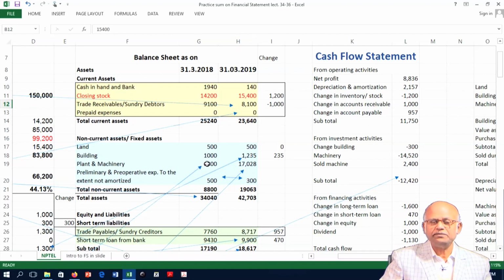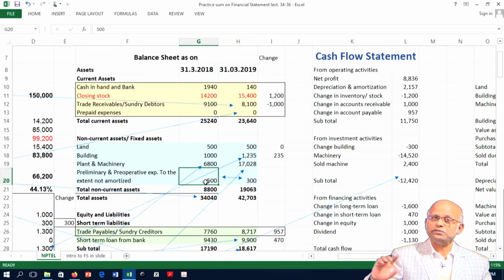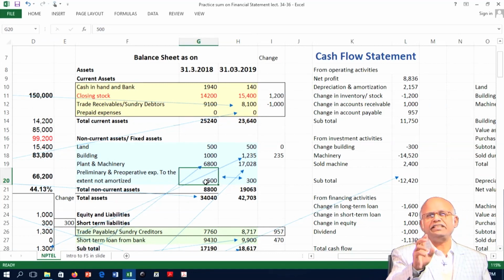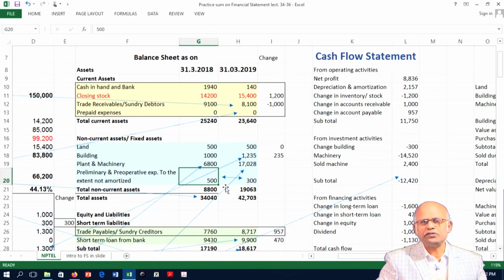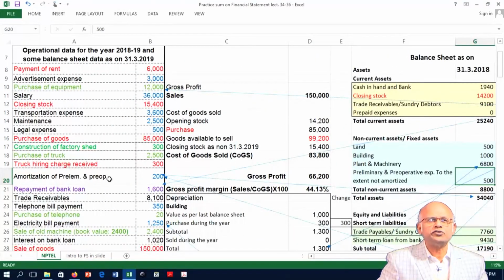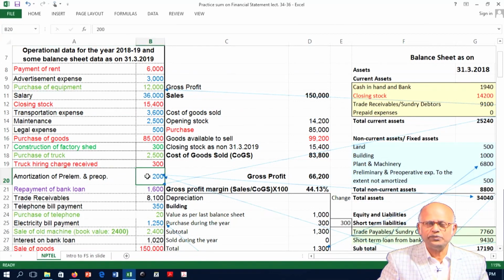We have done another item which I forgot to mention, which is the amortized value of preliminary and pre-operative expense. Preliminary and pre-operative expense as per the previous balance sheet, meaning as on 31/3/2018, was 500. Now we have already crossed another year. During the year, we have again allowed part of the expenses. How much was that? That was only 200. We have shown that here. Amortization of preliminary expense during the year was 200 rupees. So this has reduced the previous balance.